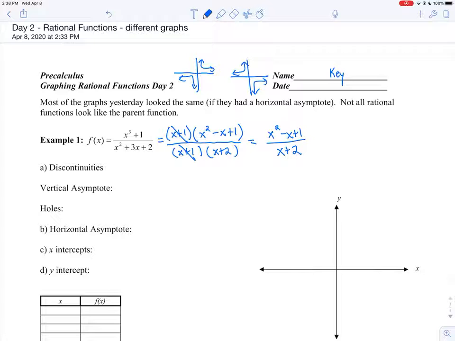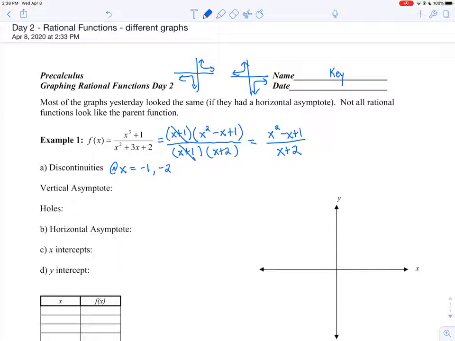Our discontinuities, so to go back over the discontinuities, that's any x value that makes our denominator 0. So this is at any point in the equation, including the ones that we crossed out. So that would be x of -1, -2, and that's actually it, just -1 and -2 there, right? Those are our two discontinuities, the two values of x that make our denominator 0.